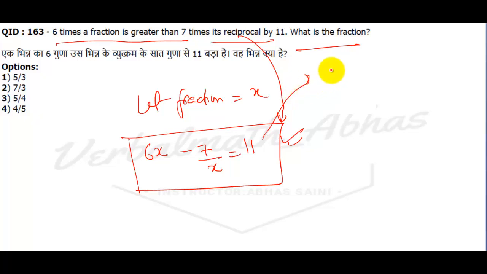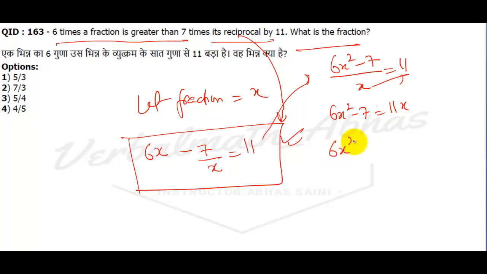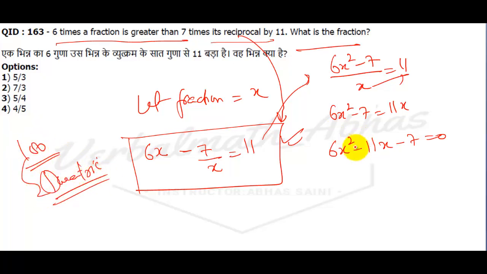Now just do it. 6x square minus 7 upon x equals 11. 6x square minus 7 is equal to 11x. So you will get this quadratic equation, 6x square minus 11x minus 7 equals 0. And you should be good at quadratic equations also, okay. Just practice 100 questions of quadratic, so that you can do this question in simple steps, okay.